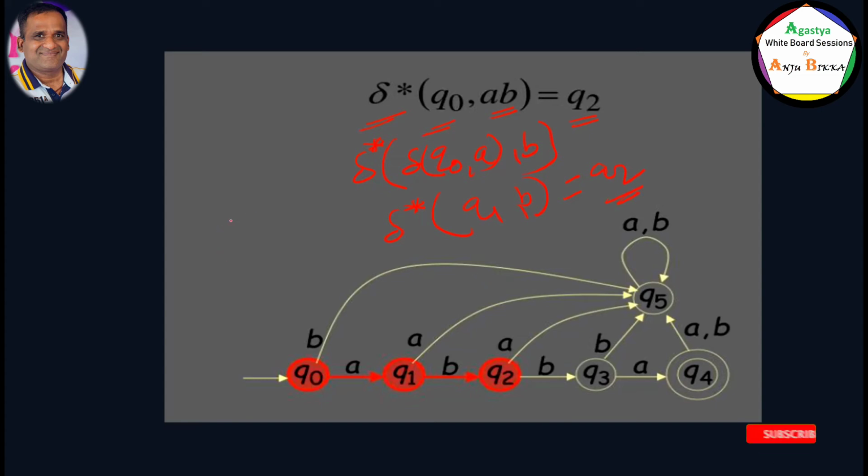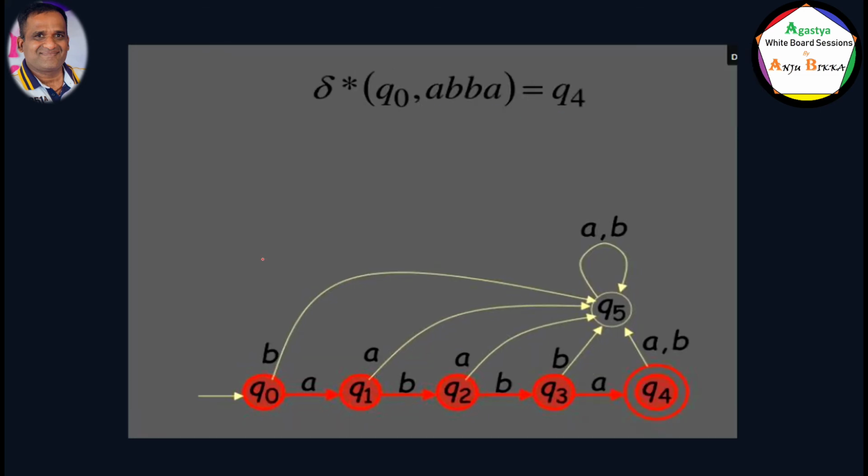So if it is really confusing for you, instead of using delta in all places, you can use delta star. Now here, delta star of Q naught. Whenever we are giving a string, you need to remember it reads only one symbol at a time. First it reads A, and from Q naught it goes to another state, which is nothing but Q1, the remaining being BBA.